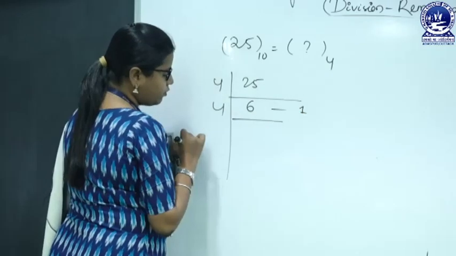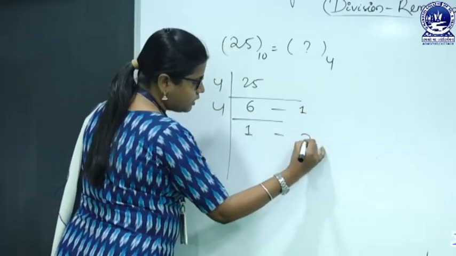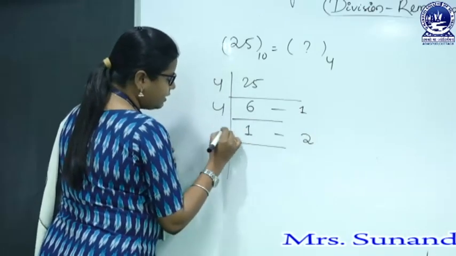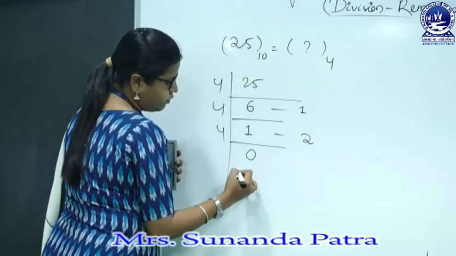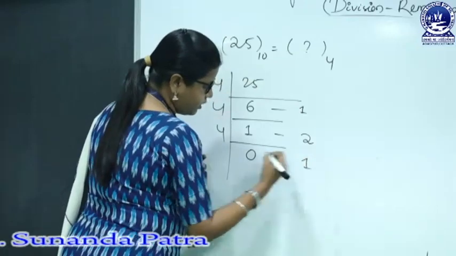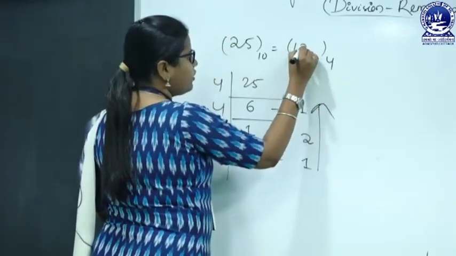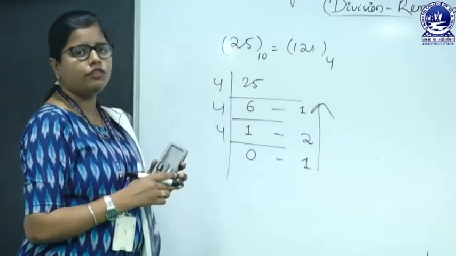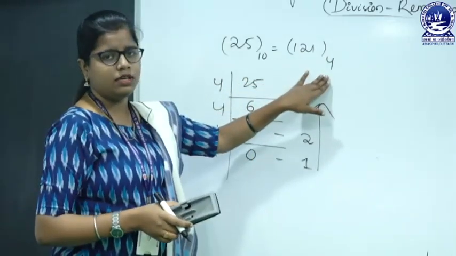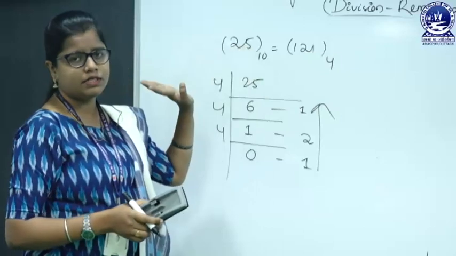Again divide it by 4. 4 1s are 4, the remainder is 2. Again divide it by 4. 4 zeros are 0 and the remainder is 1. So what is the answer now? That is 121. 121 base 4 is equivalent to 25 base 10.